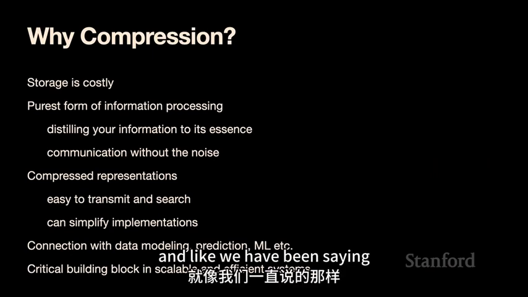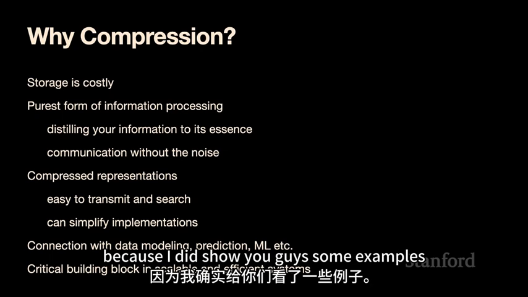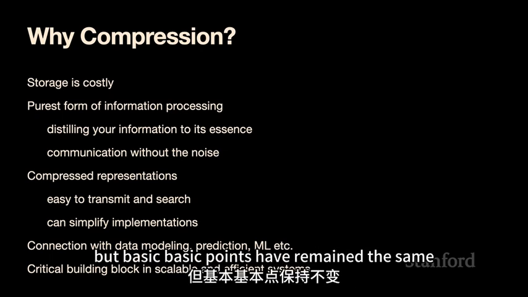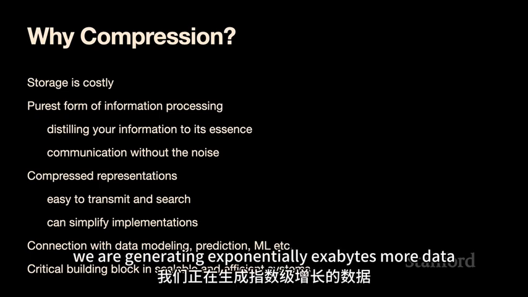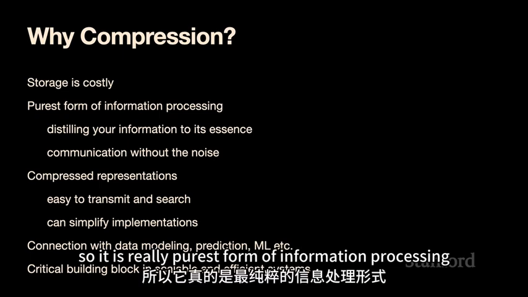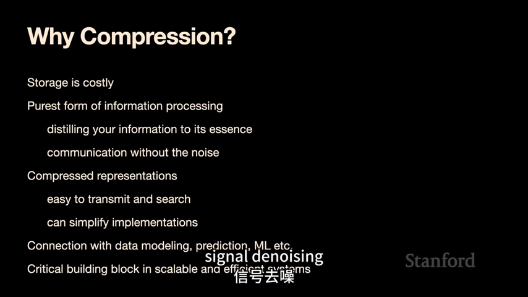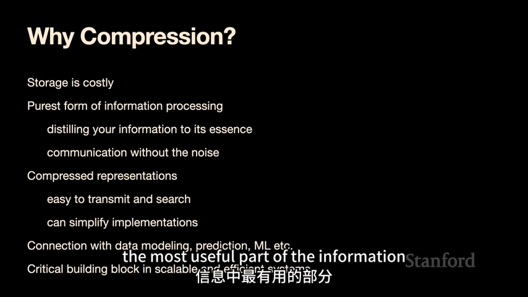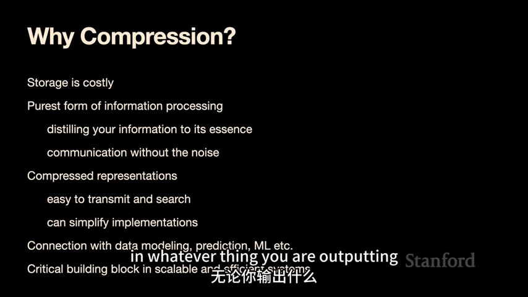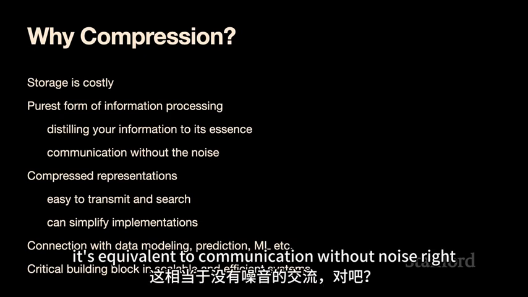And like we have been saying, why do we care about compression? I'll go through this fast because I did show you some examples of why you might care about compression. But the basic points have remained the same. Storage is costly, and we are generating exponentially more exabytes of data, right? More so, it is really the purest form of information processing. Compression is intricately related to signal denoising in a way. You are basically trying to keep the most useful part of the information in whatever you are outputting out of this compression, right? And in the same way, it's equivalent to communication without noise, right?